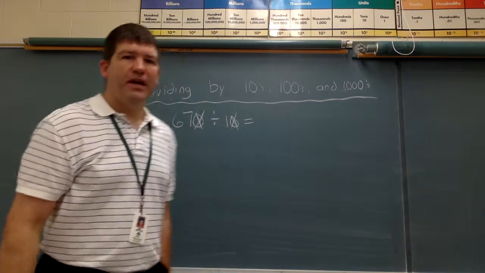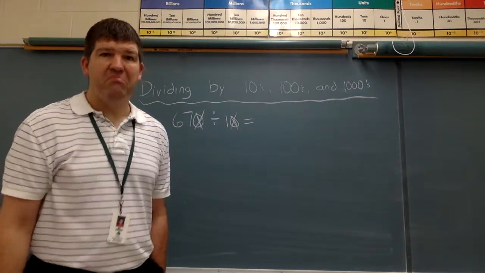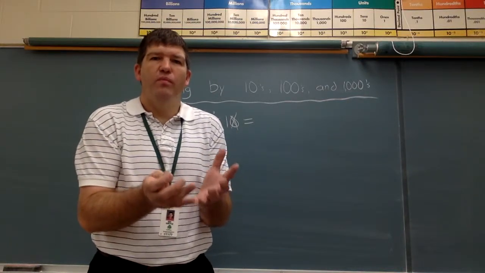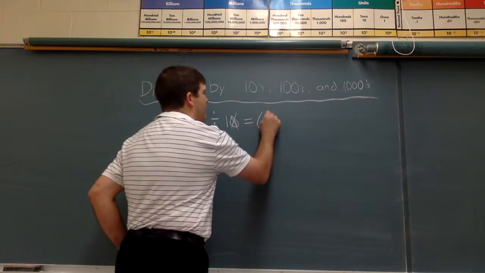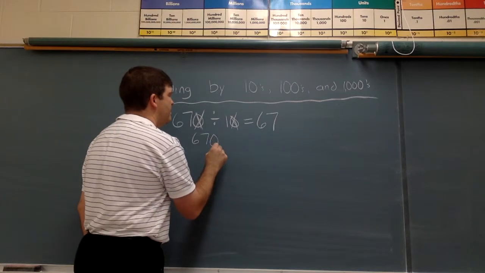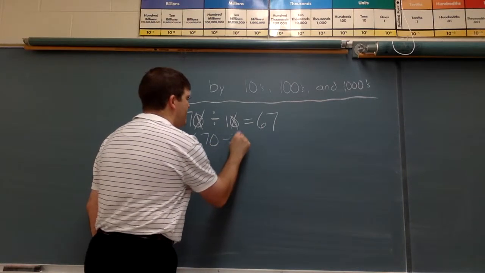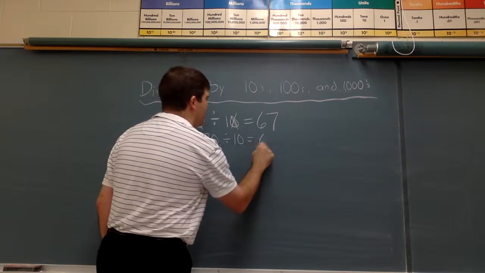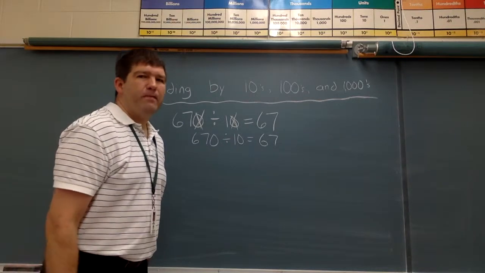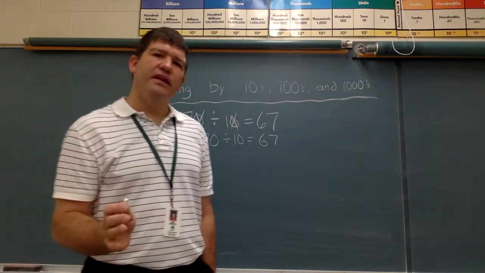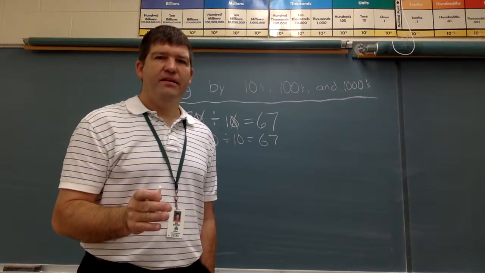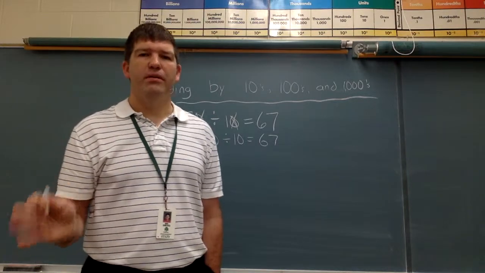Okay? So now, 67 divided by 1, much easier. I'm going to take 67 items, divide them one way, I have 67. So, 670 divided by 10 equals 67. What you're doing when you multiply something by 10, you're taking it into the next highest place value. When you're dividing by 10, you're taking it into the next lower place value.